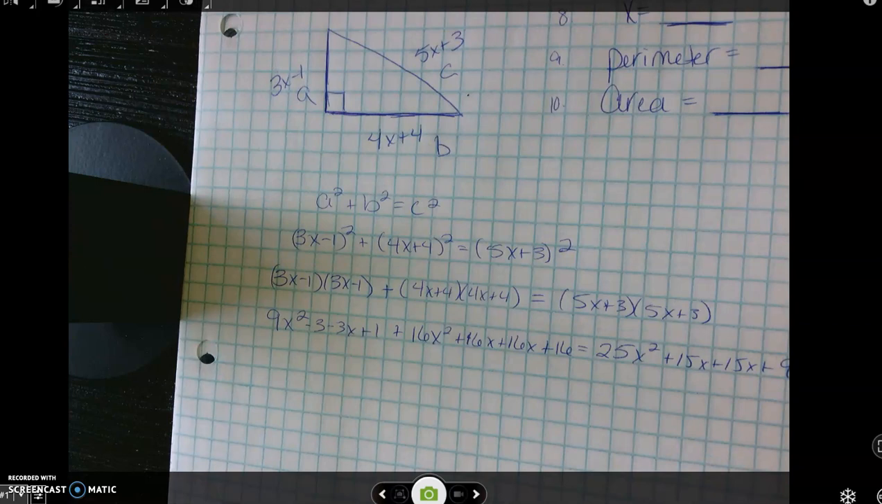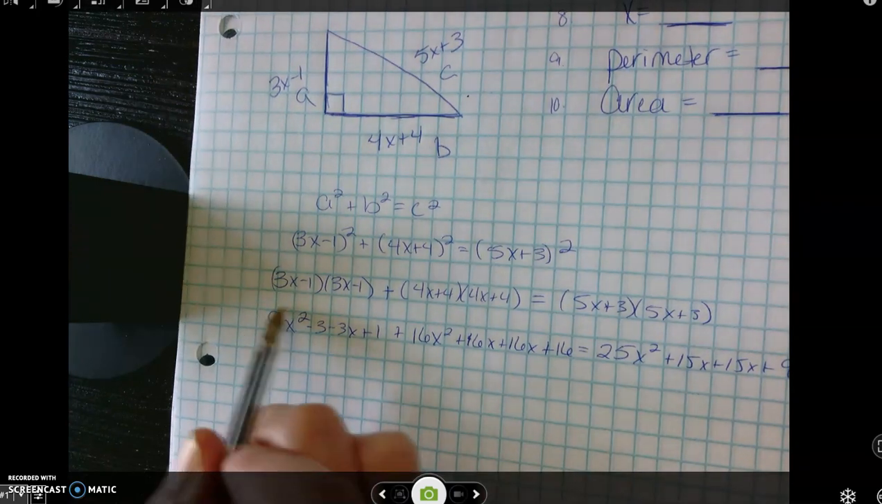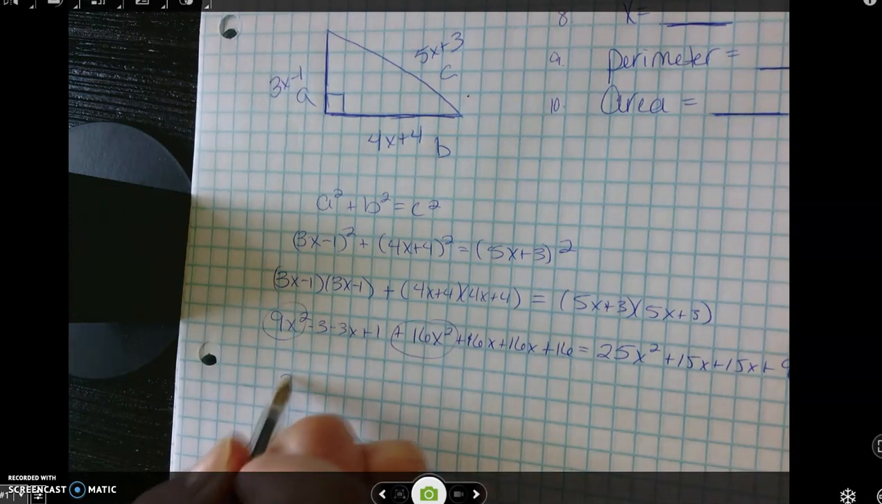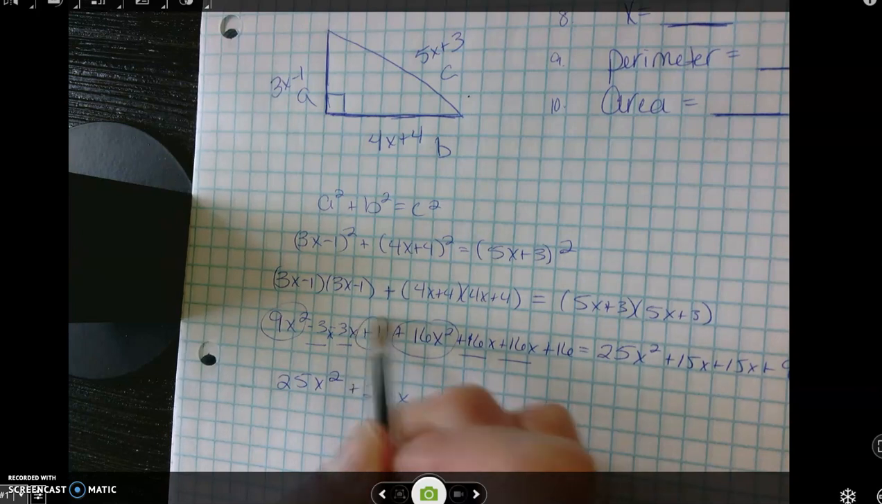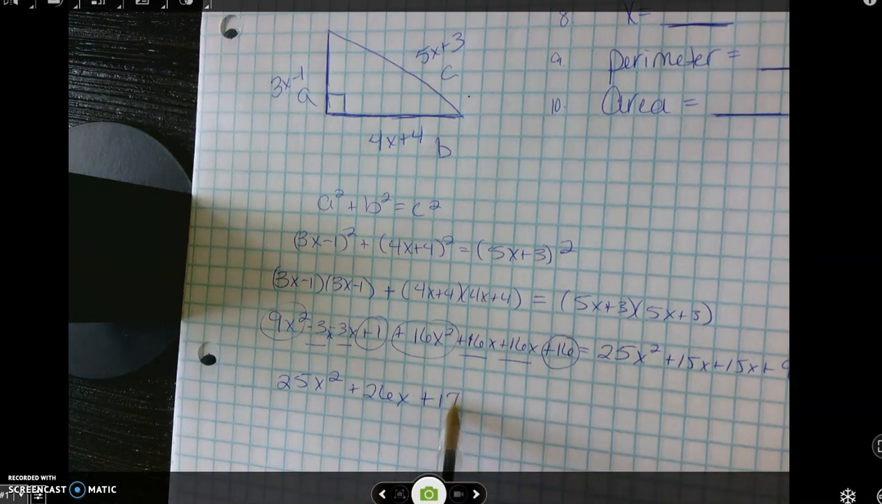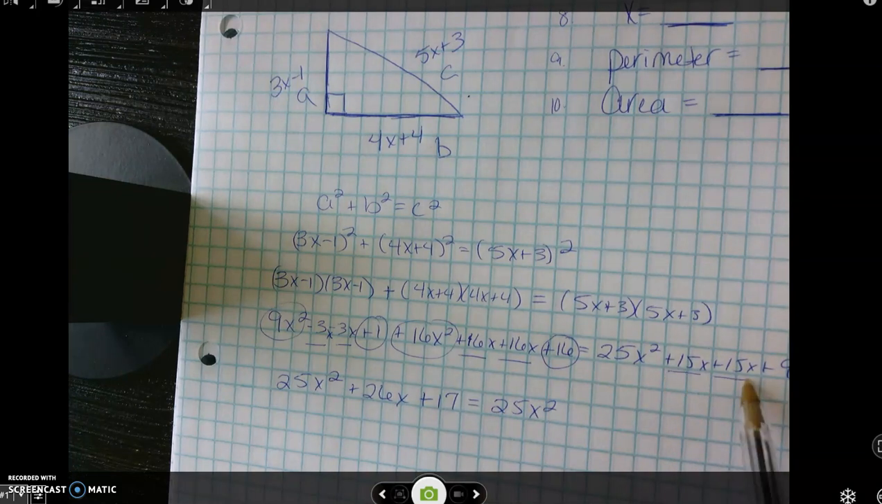But we're going to go through and combine like terms. So on that left side of the equation, I have 9x squared plus 16x squared. That's a minus 3x, by the way. So I've got negative 3x plus 16x plus 16x. So that's 32x minus a total of 6x, which would be positive 26x. And then I have a plus 1 and a plus 16. Okay, right side, so I just have 25x squared, a positive 15x, and plus 9.